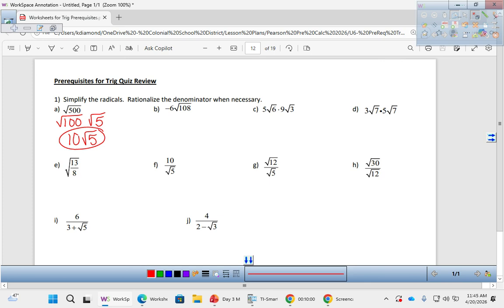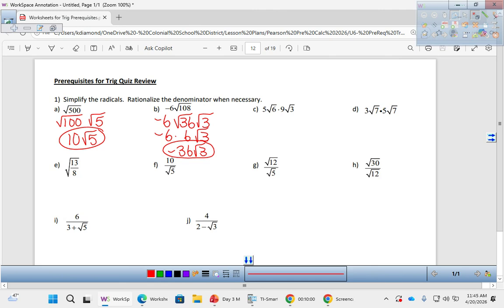I'm going to do the same thing for the next one. 108 isn't a perfect square, so I'm going to do 108 divided by x, and I'm going to go down the list. 108 isn't a perfect square, 54 isn't a perfect square, but 36 is. And in the table next to 36 is a 3. That coefficient of negative 6 just stays in the front. So this problem becomes negative 6 times 6 root 3, or negative 36 root 3. We're just looking for perfect squares here.